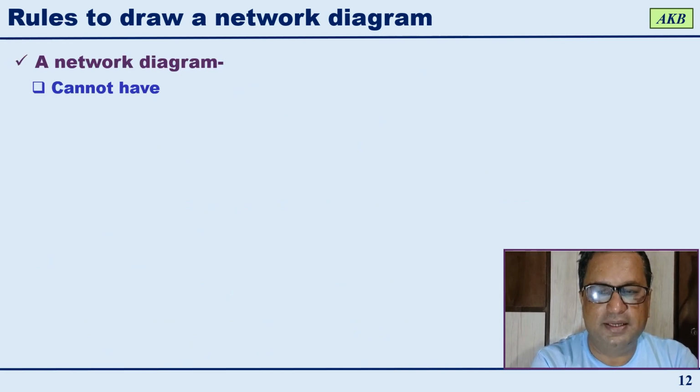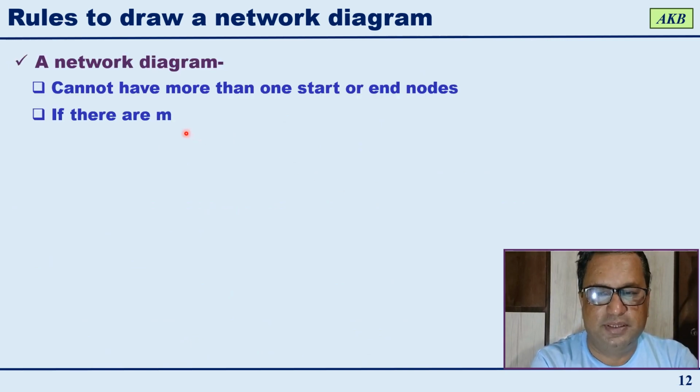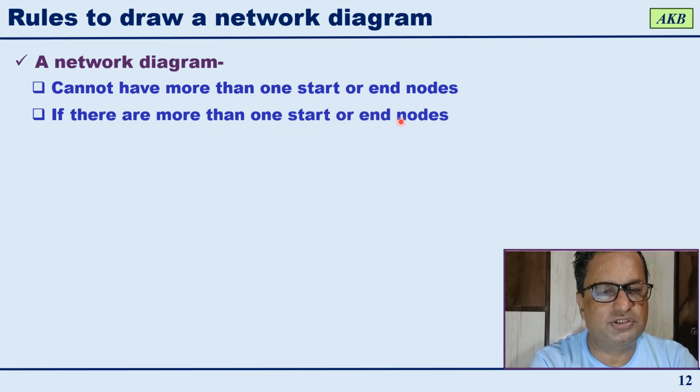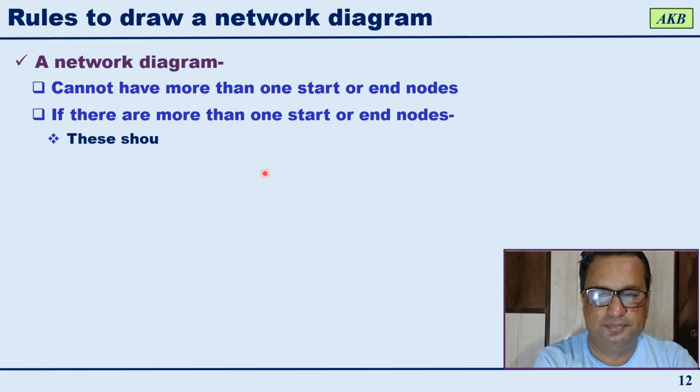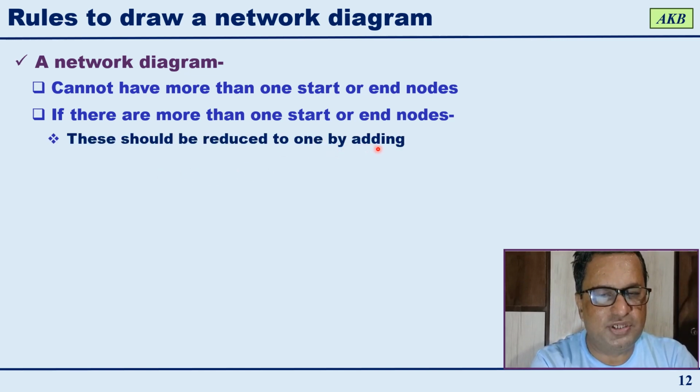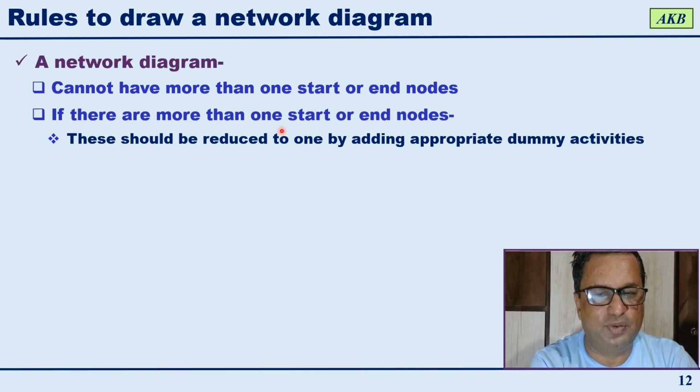Then a network diagram cannot have more than one start or end node. Again, this is important. When you draw a network diagram, make sure that there is only one start event, not more than one start event. Same thing for the end nodes or end events, only one. If there is more than one start or end event, this should be reduced to one.